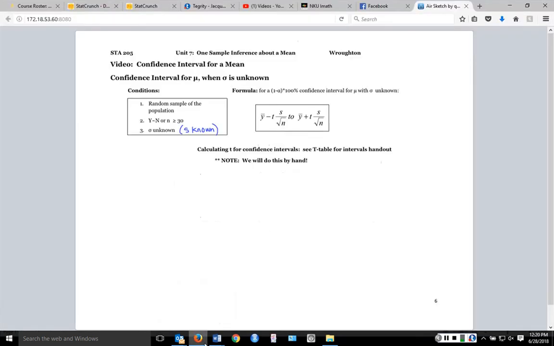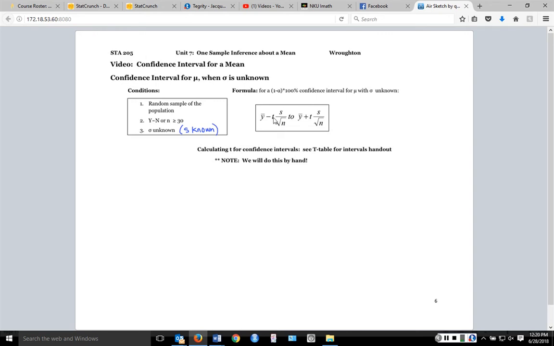But now let's pay more attention to our formula here. So y bar, s, and n. All three of those things come from our sample because they are the sample mean, the sample standard deviation, and the sample size. So once we have collected our data, we will have those values.